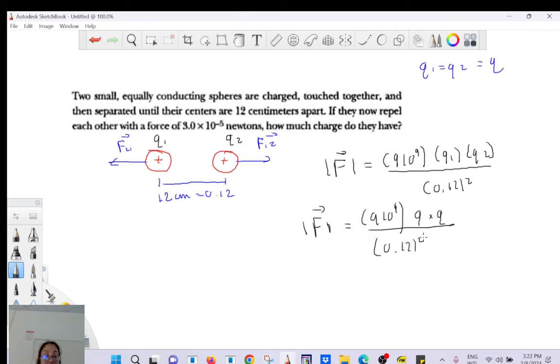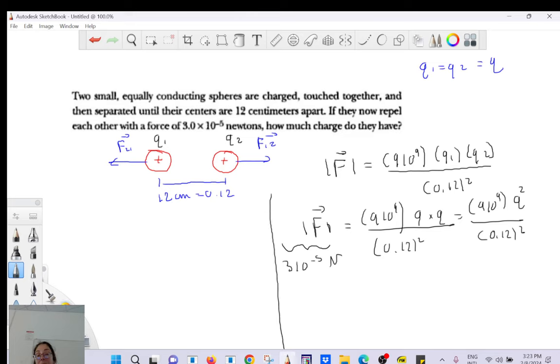2, exactly. So it will be 9 times 10 to the 9, and here you have a Q square, and here you have 0.12 squared. And the magnitude here is given, it is 3 times 10 to the negative 5 Newton. Okay, so at that point, physics stops.